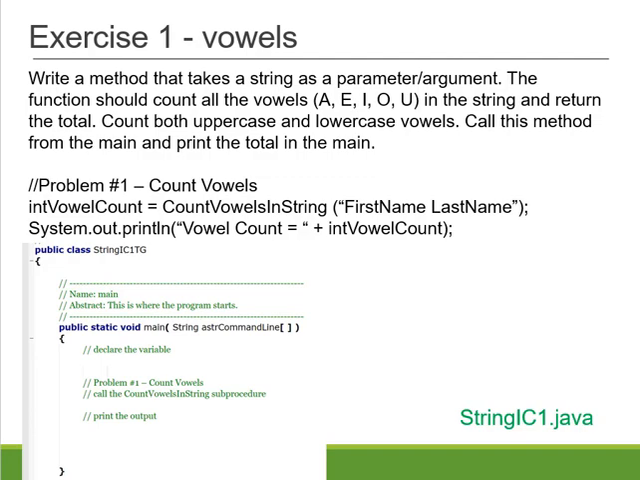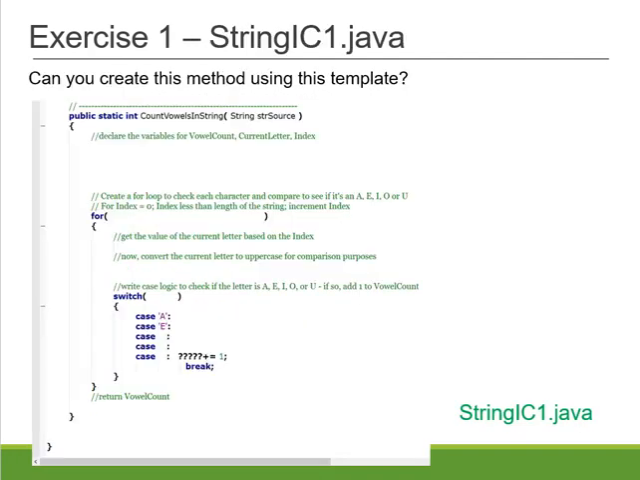Your main method needs to declare the variables, call the countVowelsInString method, and return the output. Here is a template for the countVowelsInString method. This will return an integer value.